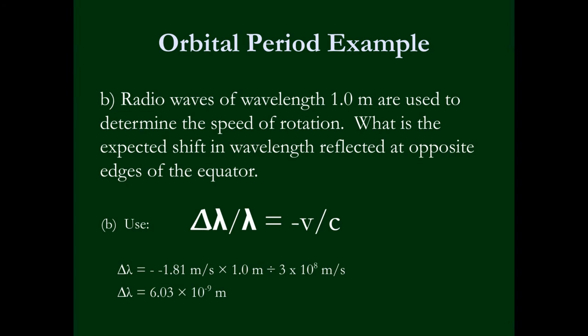Now, what I can say is that my change in wavelength is going to be minus 1.81 meters per second, so that's going to be the velocity, times 1 meter, which is the wavelength of the radio waves being fired at them, divided by 3 times 10 to the 8 meters per second, which is the speed of light. And that tells me that the change in wavelength is going to be 6.03 times 10 to the minus 9 meters. I can use this to clarify and measure the orbital period by using this original number.